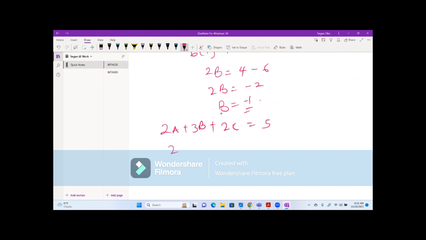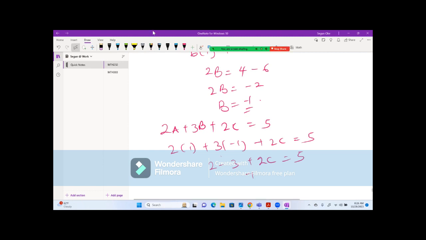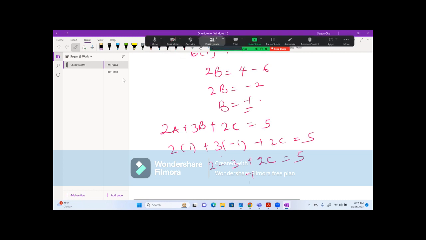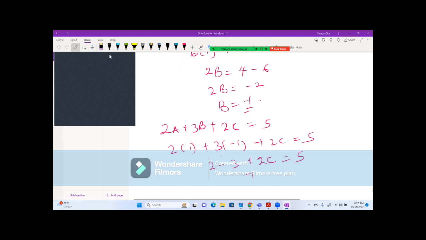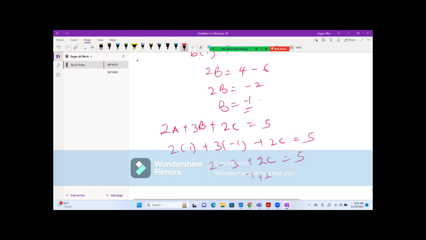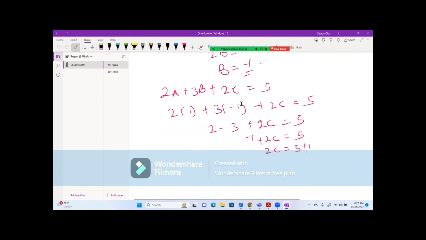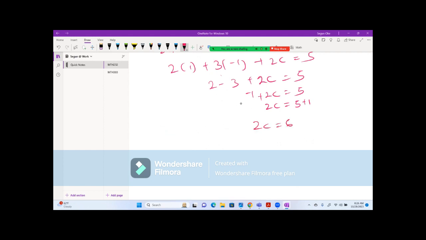Our constant, we know a to be 1, b to be minus 1: 2 times 1 plus 3 times minus 1 plus 2c equals 5. When you multiply this, you have 2 minus 3 plus 2c equals 5. This is minus 1. You have minus 1 plus 2c equals 5. 2c equals 5 plus 1. Then 2c equals 6. c equals 6 over 2 equals 3. So that's how you calculate it.